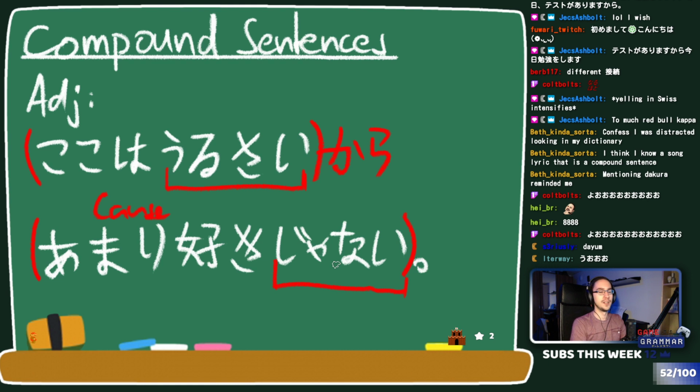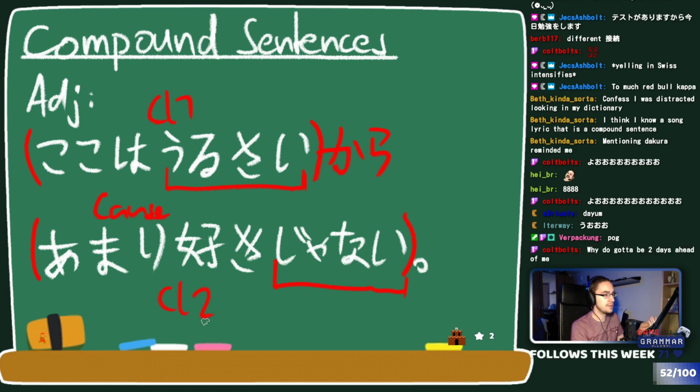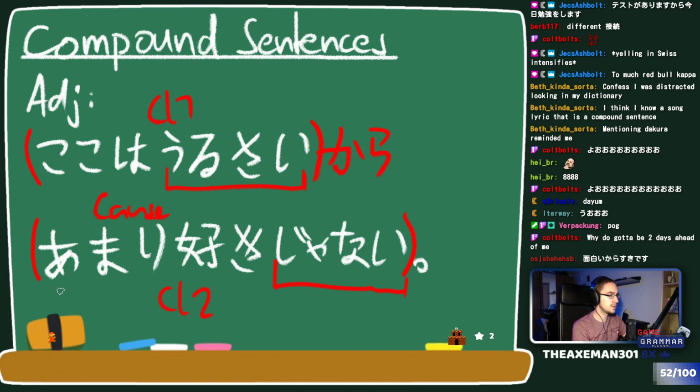So we have the two separate clauses, clause 1 and clause 2, and we combine them. They can be related in some way. In this case, clause 1 literally is the cause of something, and clause 2 is the consequence. So let me write that down as well. Consequence. Okay, consequence. Not very great handwriting.